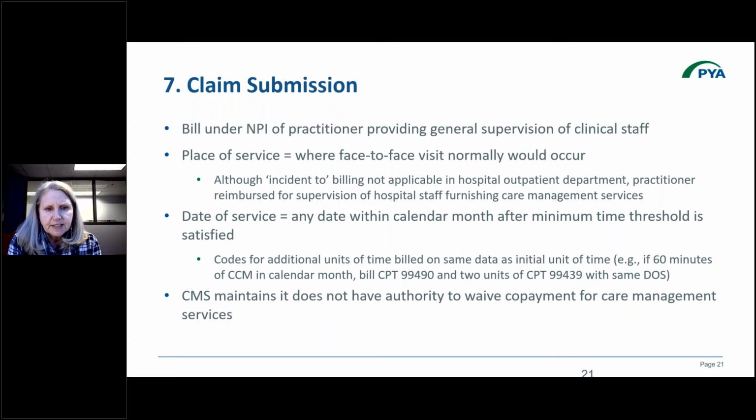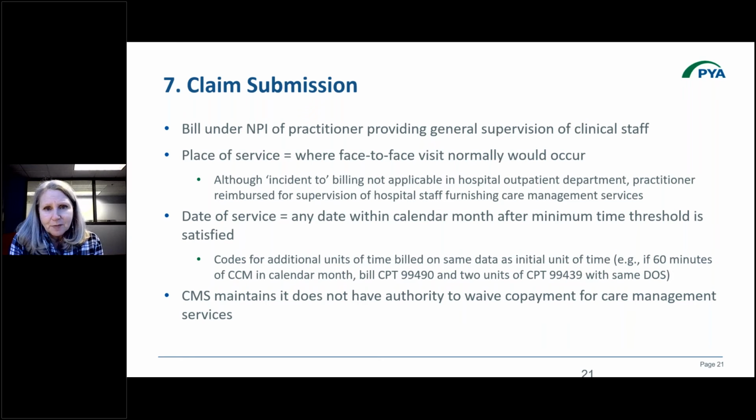The date of service for CCM is any date within a calendar month after the minimum time threshold has been satisfied. However, if you're billing for multiple units, so if you're doing 1 unit of CCM and then 2 add-on units for the additional 20-minute increments that you performed, the add-on codes are just that. They have to be billed with the same date of service as the initial code. So if you're billing 99490 on October 11th, you're also going to have to bill the 2 units at 99439, also with the date of service of October 11th.